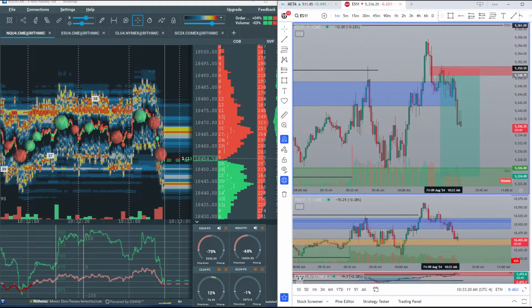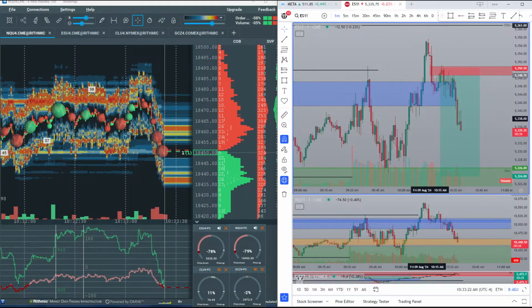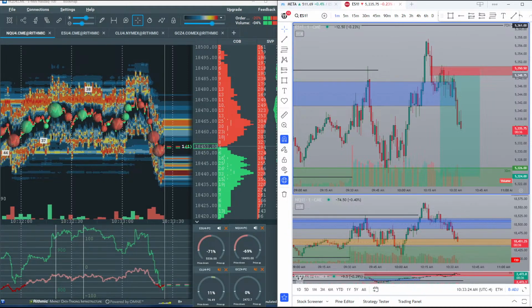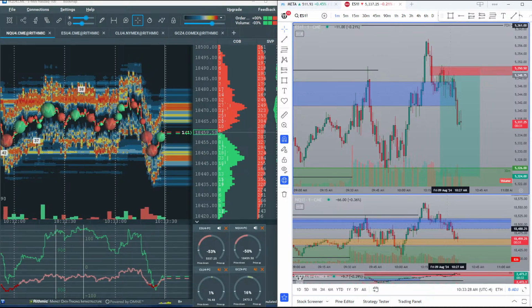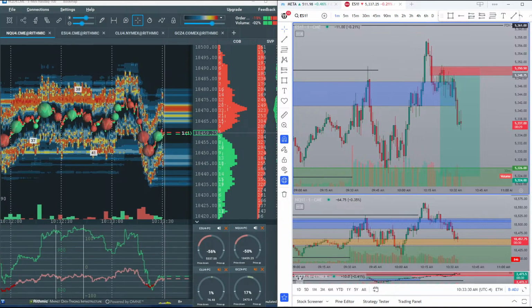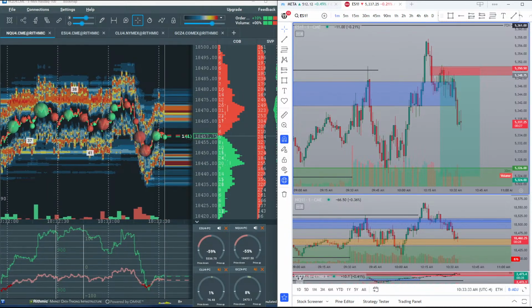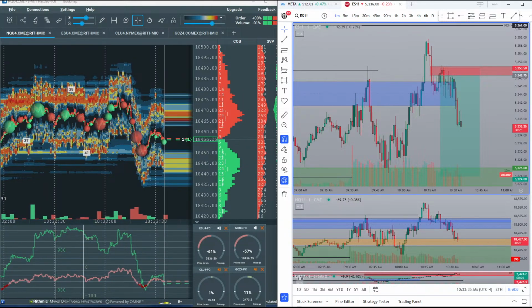Look at these sellers again stepping in. Weighted index dropping like a hot cake. Would definitely consider taking some shorts here. Not going to. Alright, let's see some topics. Bookmap.